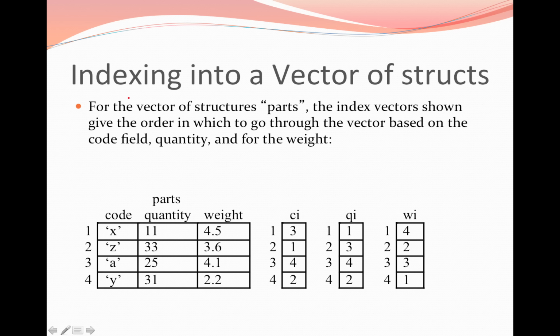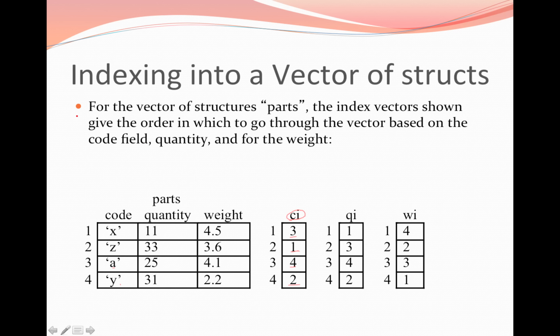field. So for example, an index vector on the code field, CI we might call it, says if you wanted to go through this vector parts alphabetically based on the code, the A would be first, and then the X, and then the Y, and the Z. So the A is in element 3, and then the X is in element 1, the Y is in element 4, and the Z is in element 2. So this index vector says if you want to go through parts based on the code, start with the third element, then the first, then the fourth, then the second.